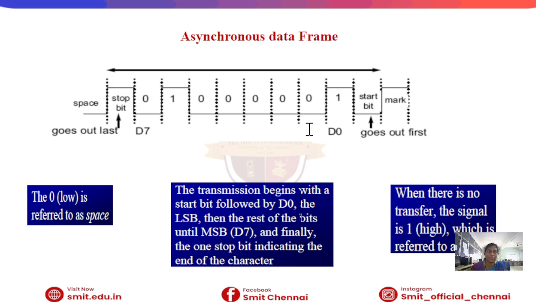Next is the asynchronous data frame diagram. This diagram shows the structure of asynchronous data transmission, that is, the sequence of transmission in an ideal condition. This is the start bit, and these are the data bits, 5 to 8 bits, and the parity bit is optional. If there is an error, the parity will detect it, and then there is the stop bit. The communication line remains high before transmission. The receiver detects the start bit and begins reading the incoming bits. Proper timing is essential for accurate communication.